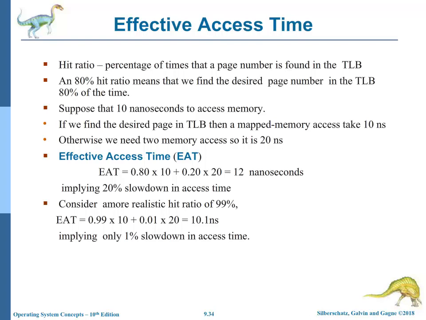That implies if we totally have a TLB hit, like 100%, multiplied by 10, that will be 10 nanoseconds. But now it's 12 nanoseconds. So it's implying a 20% slowdown in access time. If the hit rate increased to 99%, the effective access time is 10.1 nanoseconds, implying only a 1% slowdown in access time.